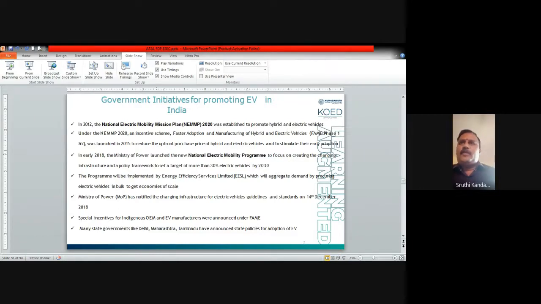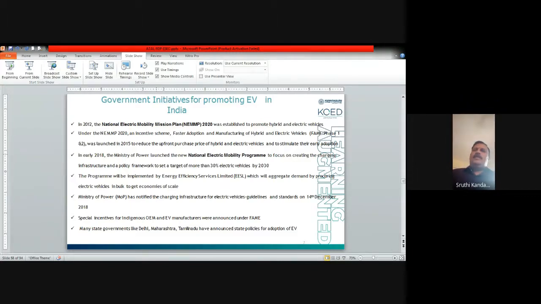Government initiatives for promoting EVs in India. In 2012, the National Electric Mobility Mission Plan (NEMMP) 2020 was established to promote hybrid electric vehicles. Under NEMMP 2020, an incentive scheme, Faster Adoption and Manufacturing of Hybrid Electric Vehicles, FAME Phase 1 and Phase 2 programs, was launched in 2015 to reduce the upfront purchase price of hybrid electric vehicles to stimulate their early adoption.